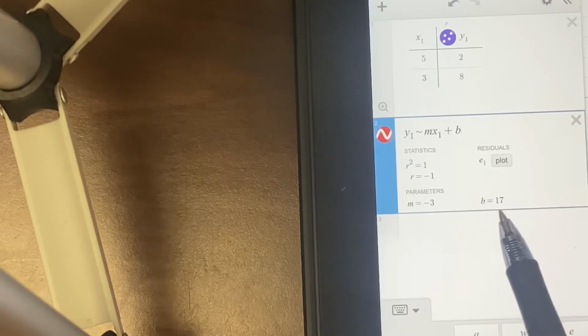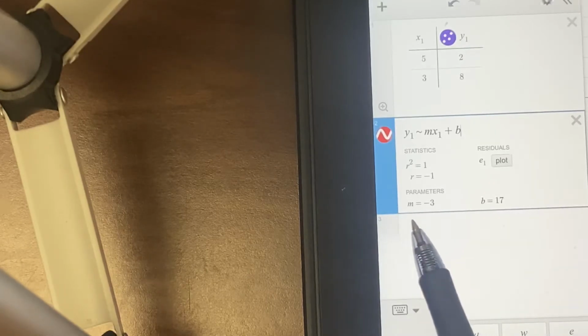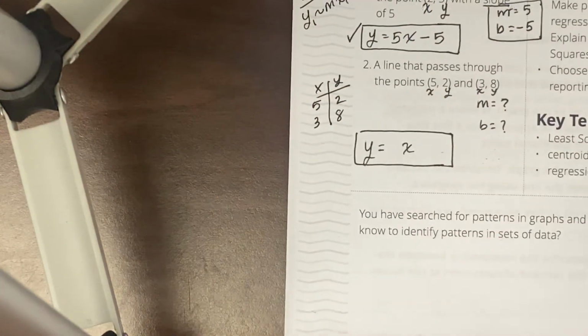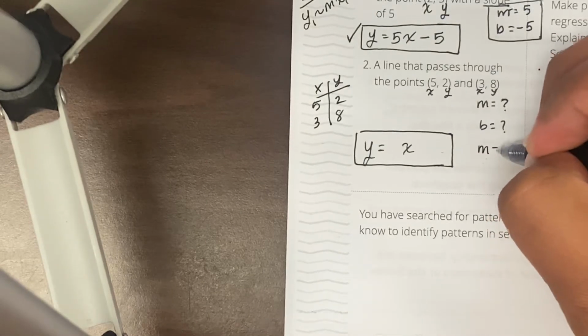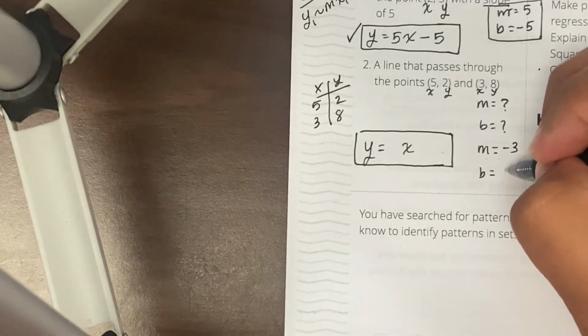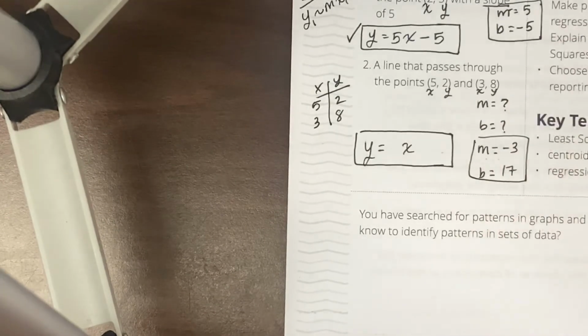Again, if you remember a little before, I talked about how this b is represented as our y-intercept. Our m, if you pay very close attention to number 1, I gave you what m is. Hopefully you can think, reflect, and look back. Our m represents slope. So here's our slope, and here's our y-intercept. Let's write that down. Okay, so our m is -3. Our b is 17. I'm going to box that in because we got the answers.